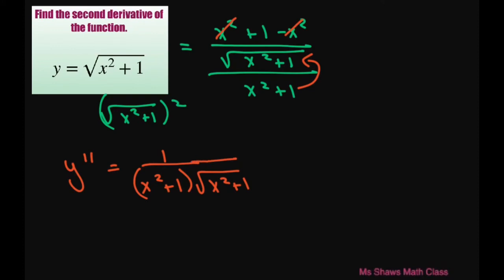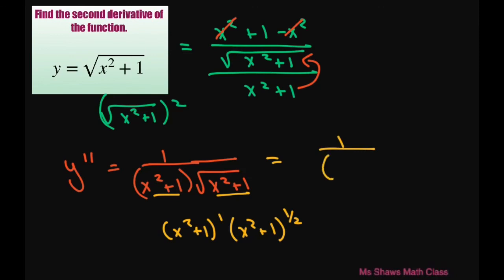This is a totally acceptable answer. Sometimes, however, since these are the same base, I can write this as, let's see, x squared plus 1 to the power of 1, x squared plus 1 to the power of 1/2. So that's going to be 3/2. So I could also write this as 1 divided by x squared plus 1 to the power of 3/2. Either way, both of these answers are fine.